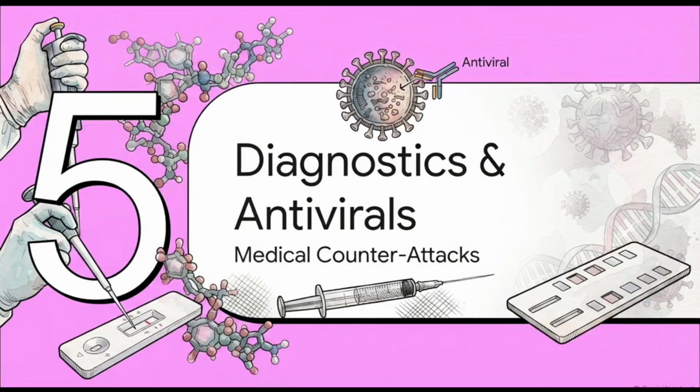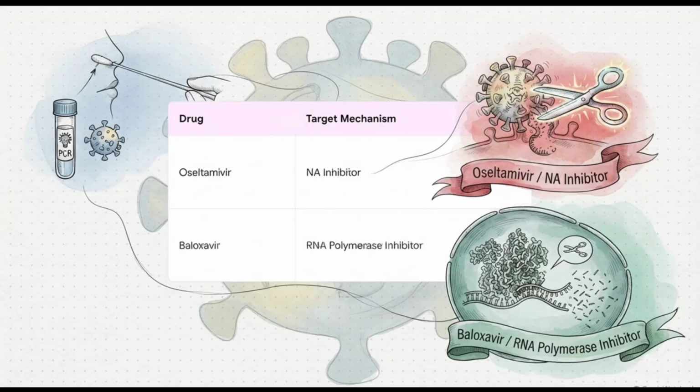Section 5. Diagnostics and antivirals. With such severe complications on the line, we obviously need strong medical counterattacks. To launch these, we first perform PCR swabs on our high-risk patients to rapidly pinpoint the viral strain. Once we know what we're dealing with, we deploy targeted medications. So the crucial point is how these drugs actually intervene in the viral life cycle.